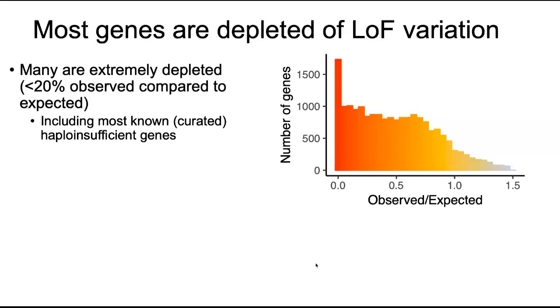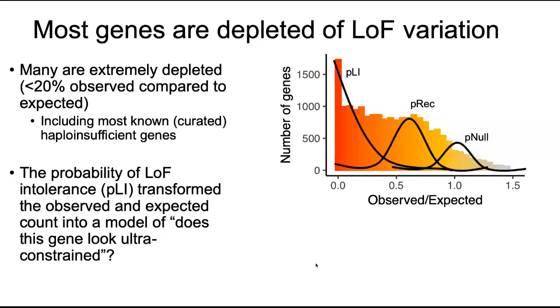One thing that we've done, especially in the days of ExAC, but we've recomputed it for gnomAD, is transform this distribution that you see here into a mixture of three Gaussian Poisson parameters, which are known as pLI, pRec, and pNull. Basically, this says: take those known curated haploinsufficient genes and tell me what the average observed to expected is, which is about 9% or so, on the left side of this plot. And attempt to fit, based on that, three Poisson distributions that then assign each gene into pLI, pRec, or pNull.